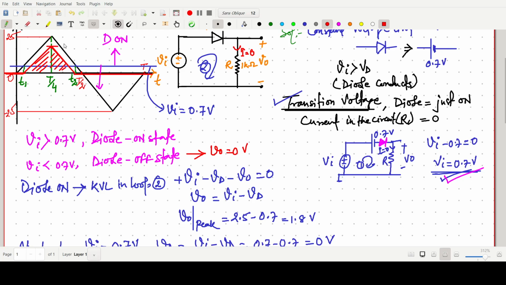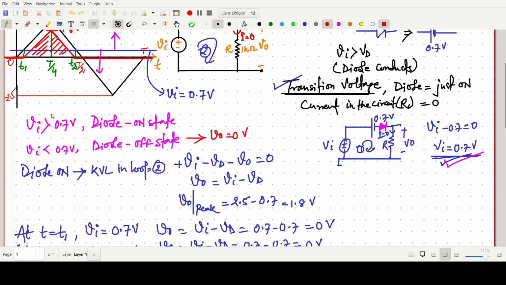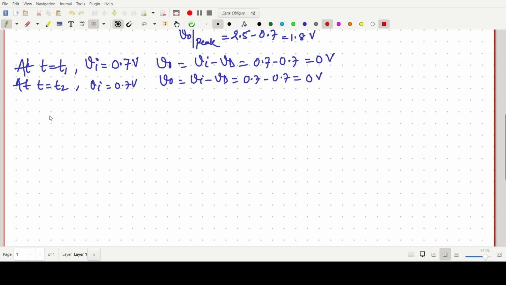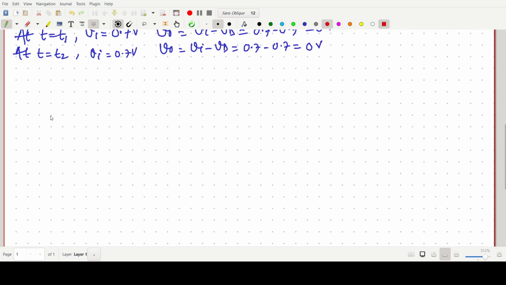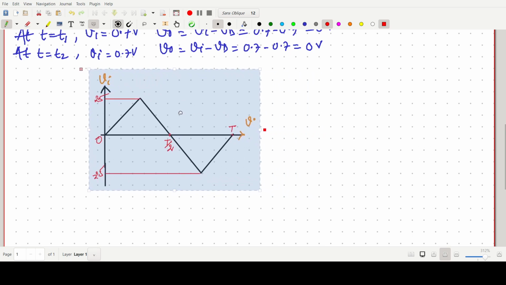And this point is our 1.8 volt, because V naught equals Vi minus Vd. So Vi peak will be 2.5 and we have to subtract 0.7. So this one is the output voltage. Now we have already found the output waveform. Now we have to find the average value of the output voltage.